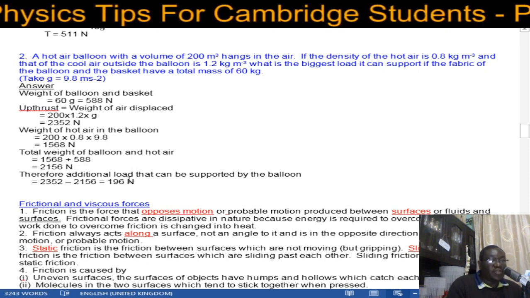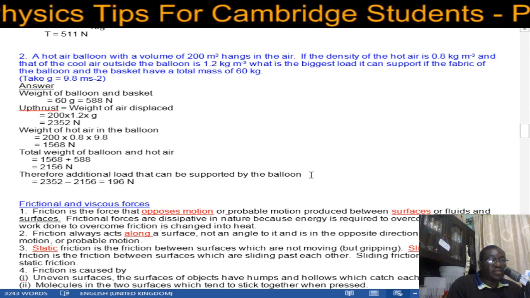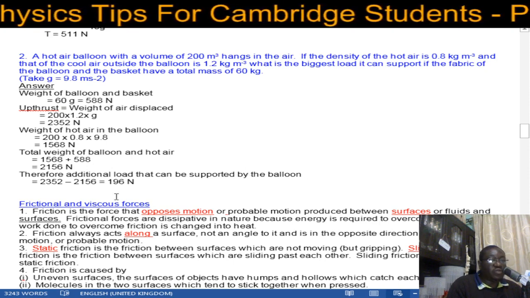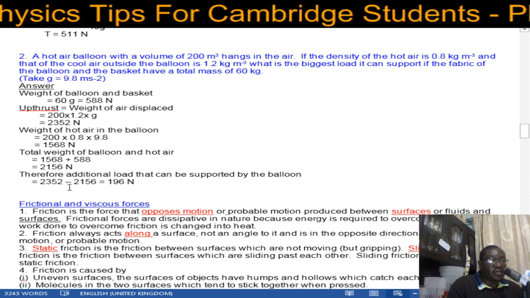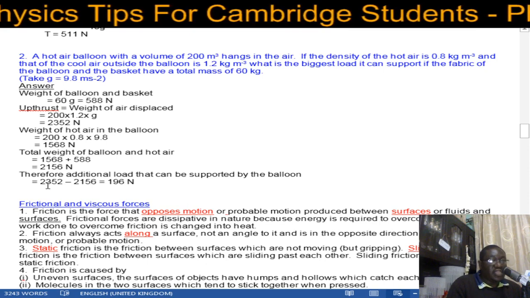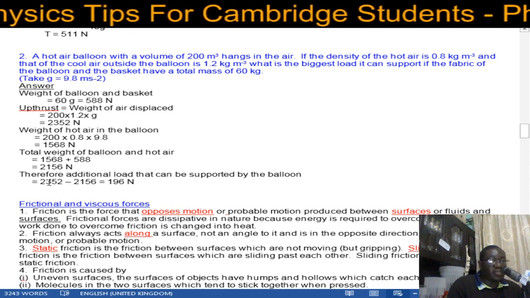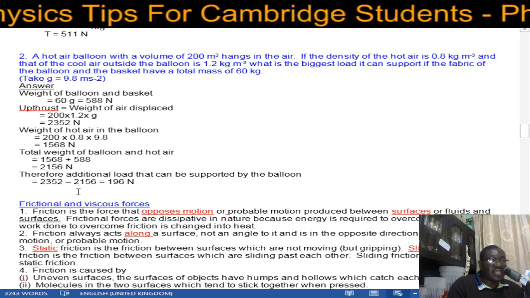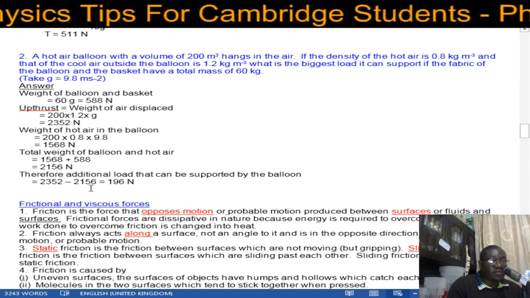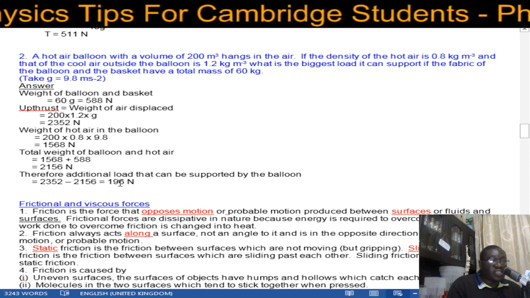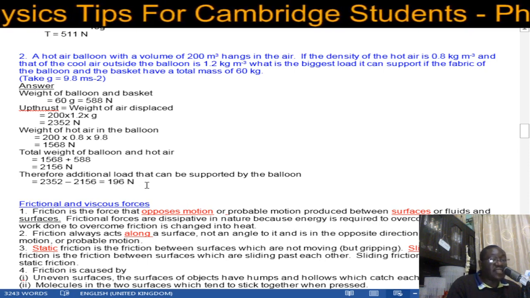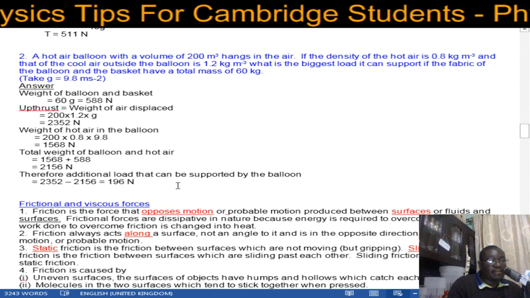Therefore, the additional load that can be supported by the balloon will be equal to the 2,352, which is what is going to be displaced. Then you subtract the total that we found there, which is equal to 196 newtons.